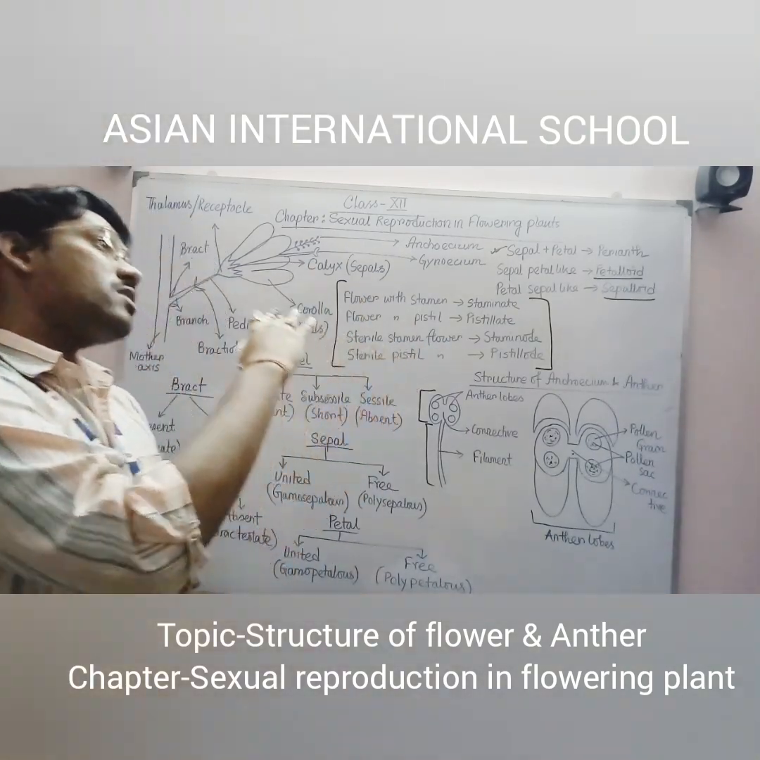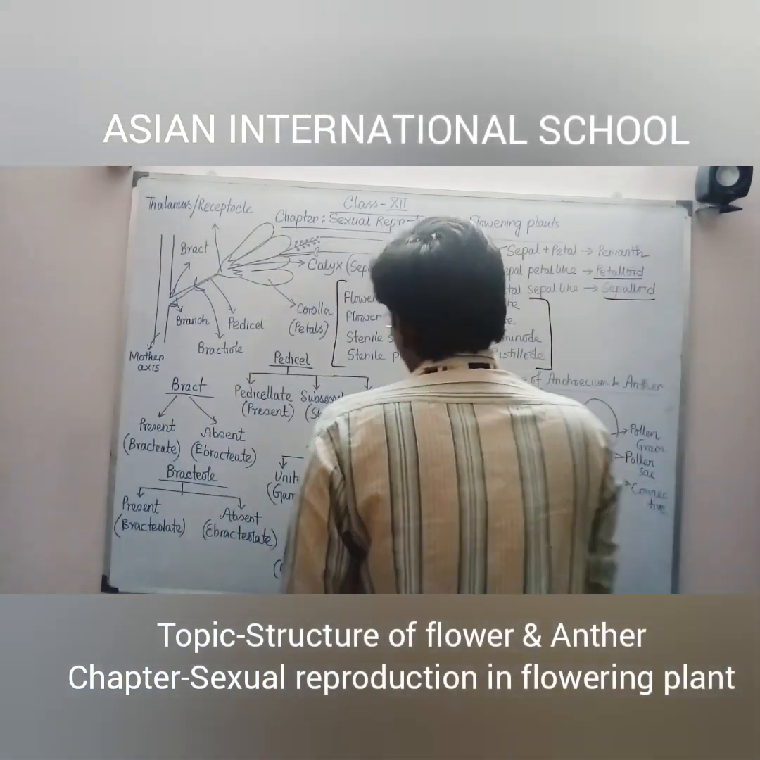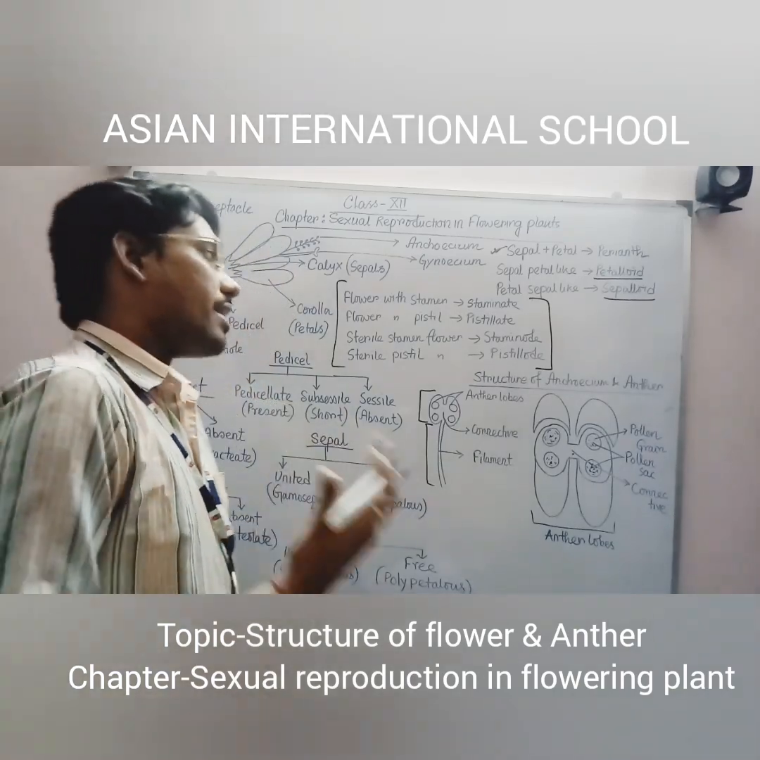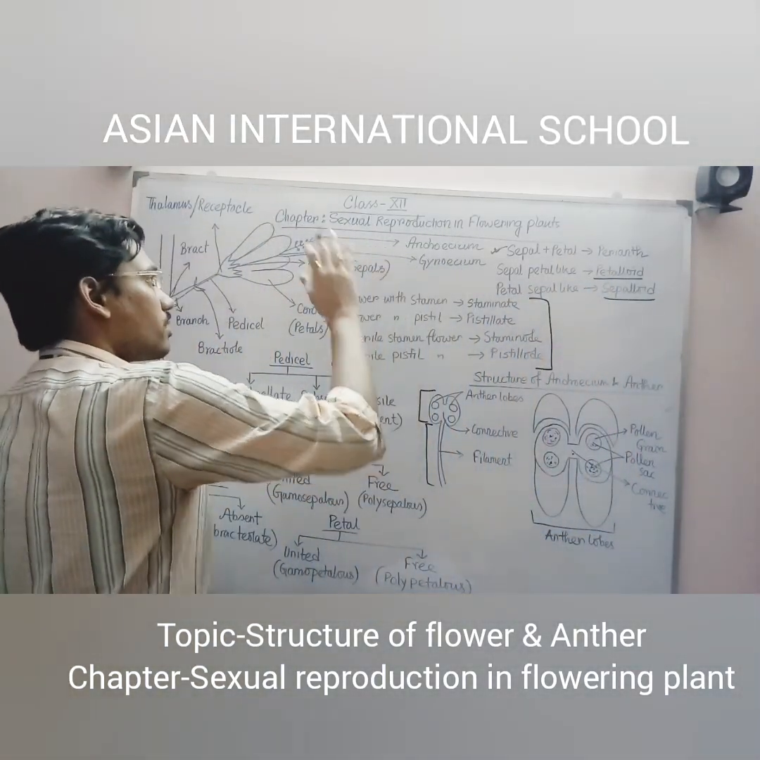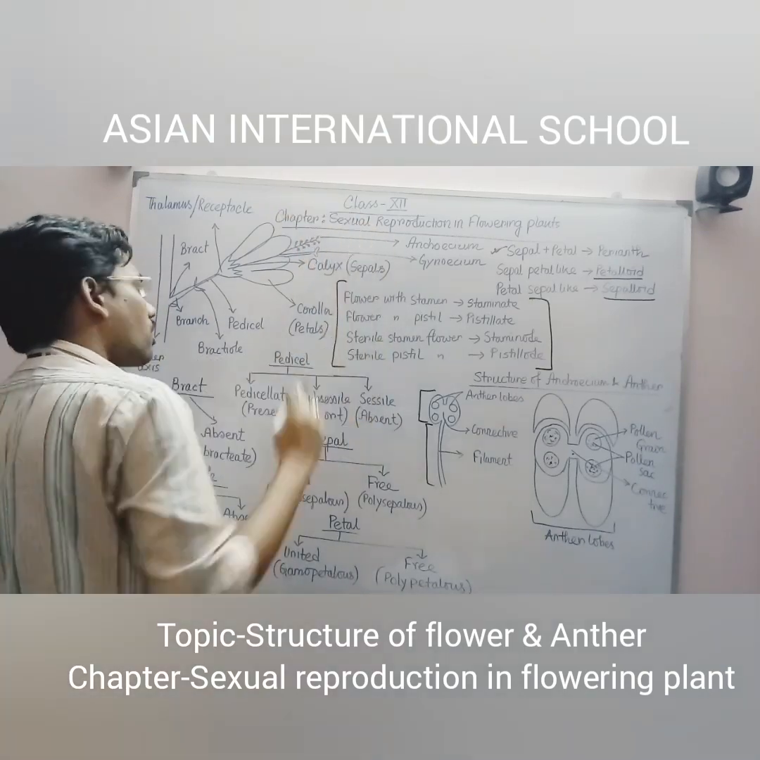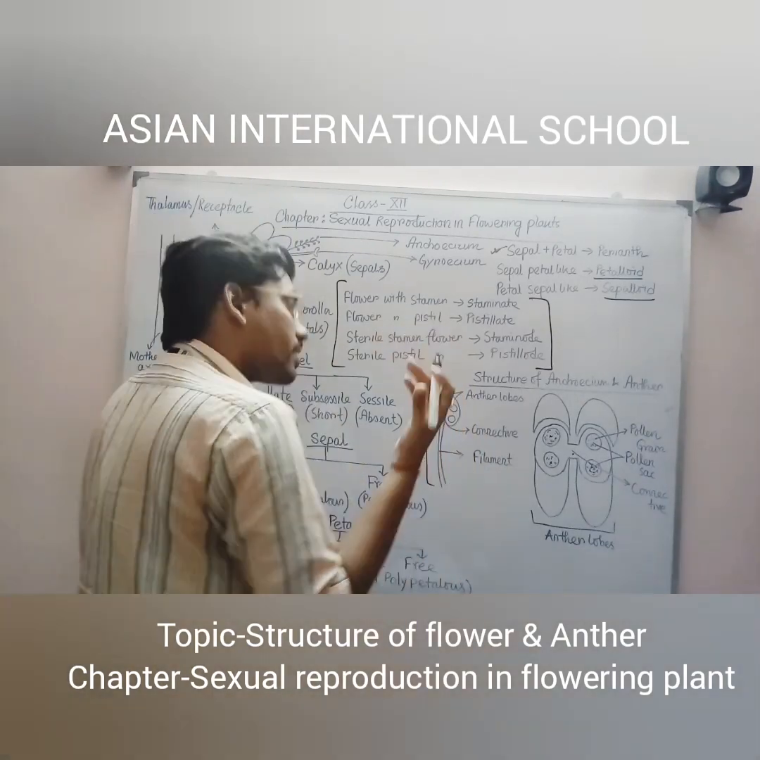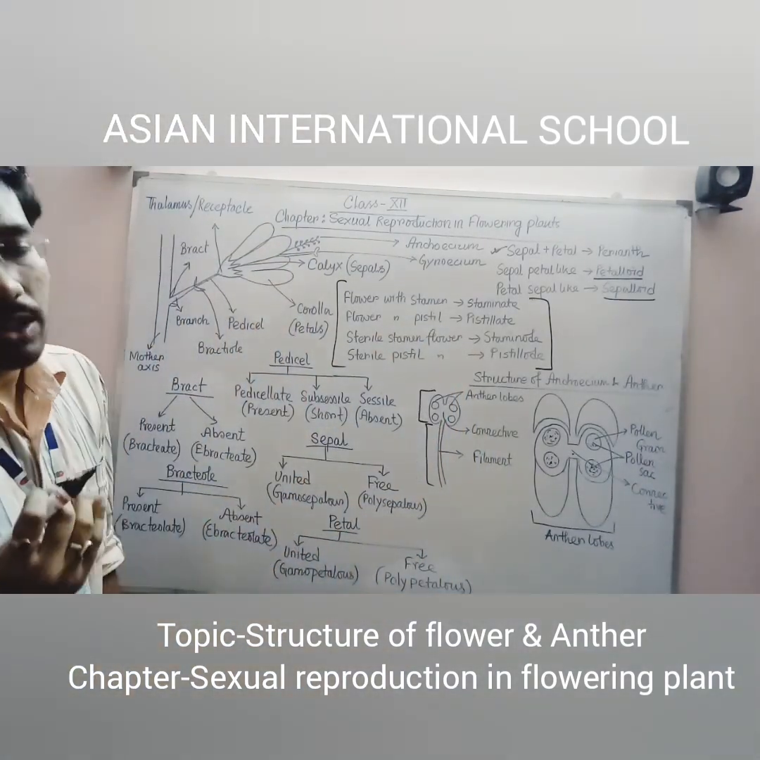If sepal is petal-like, colorful, on that time that specific flower is known as petaloid. And if the petal is greenish, like the sepal, on that time it is known as sepaloid. Clear? Next point, if you talk about the male and female reproductive part of the flower, a flower with the stamen is known as staminate. But a flower with sterile stamen, on that time it is known as staminode.